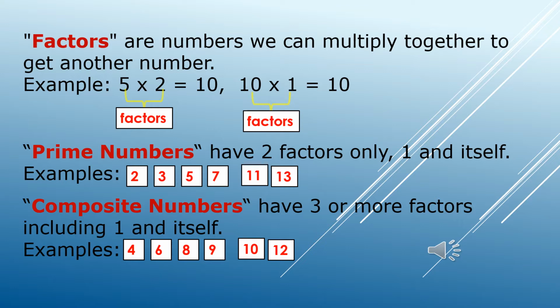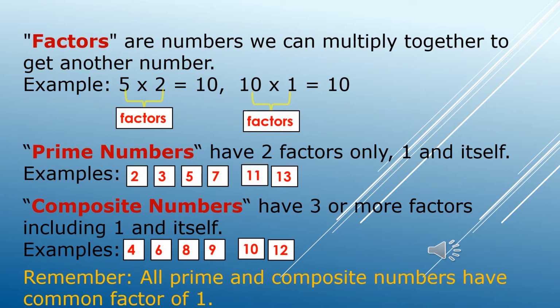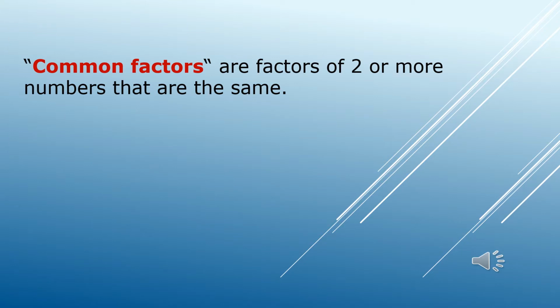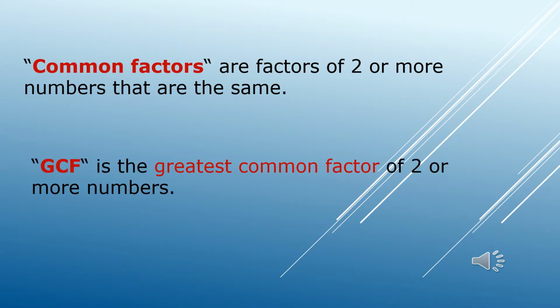Okay? So 1 and 0 are not included because they are special numbers. Remember, all prime and composite numbers have a common factor of 1. When we say common factors, these are factors of 2 or more numbers that are the same. Already know that? When we say GCF, it is the greatest common factor of 2 or more numbers.